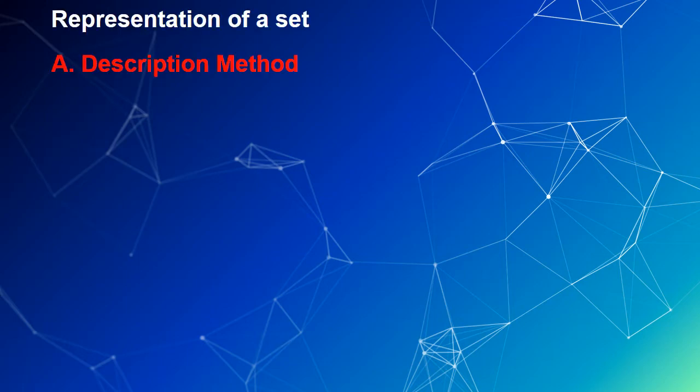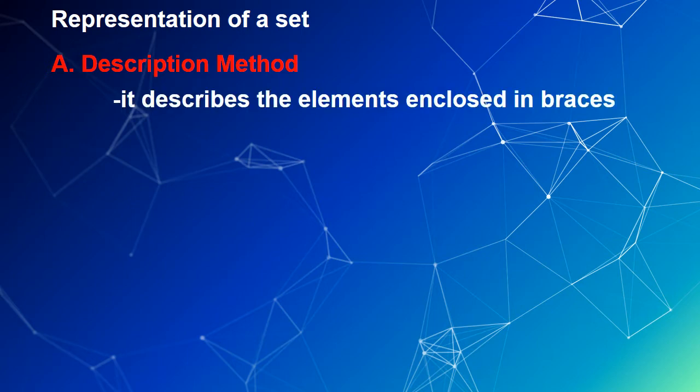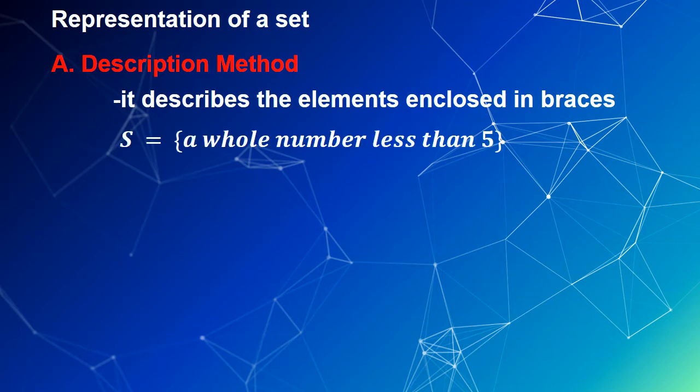Writing the members of a group can be done in different methods. So we call that one as the representation of a set. The first way to present a set is what we call the description method. So from the word itself, description, this describes the elements enclosed in braces. Let's say for instance, we have set S. Set S, the description for that set S is a whole number less than 5. So this one is the description.